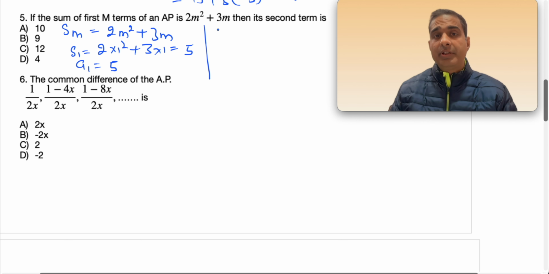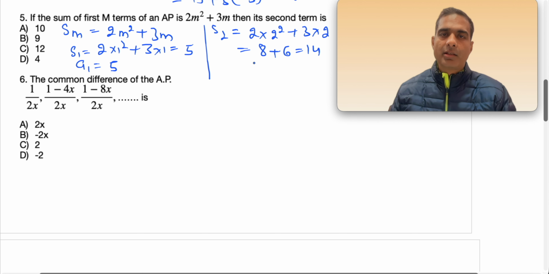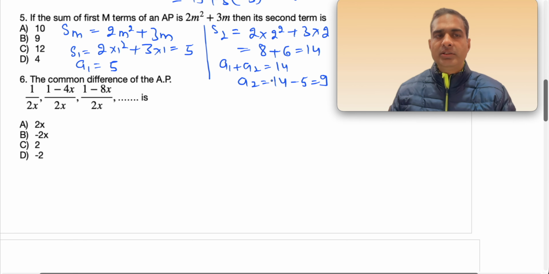Now if I want to find out sum of two terms of the series, S2, on the right side also I will replace m by 2. So 2 into 2 square plus 3 into 2. 2 square is 4, 4 into 2 is 8, plus 3 into 2 is 6. So 8 plus 6 is 14. Sum of two terms is A1 plus A2 is equal to 14. Now A1 is 5, so A2 will be 14 minus 5, so that is 9. So the second term will be 9.